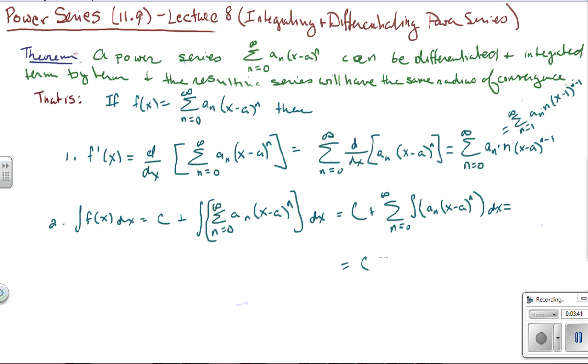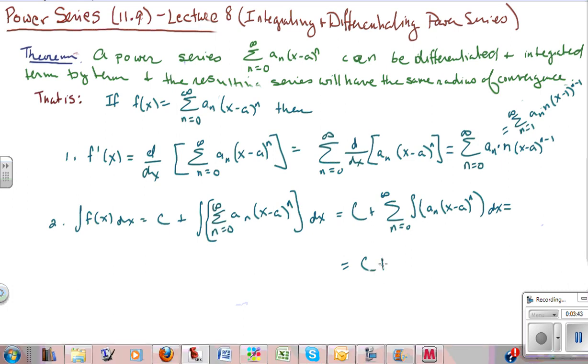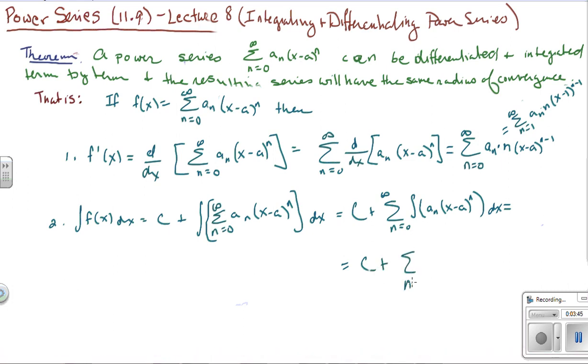Which is going to be c plus. Okay, well, what is the antiderivative here? Well, a n is just a constant. X minus a to the n, well, you could do a u substitution if you want. U equals x minus a, but du is just dx. You should be able to figure out that that's just going to be x minus a to the n plus 1 over n plus 1.